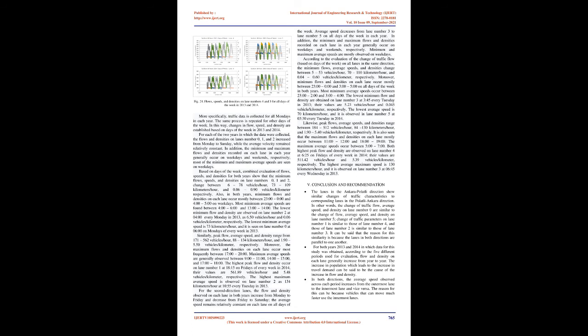For the second direction lanes, the flow and density observed on each lane in both years increase from Monday to Friday and decrease from Friday to Saturday. The average speed remains relatively constant on each lane on all days of the week. Average speed decreases from lane number 3 to lane number 5 on all days of the week in each year.